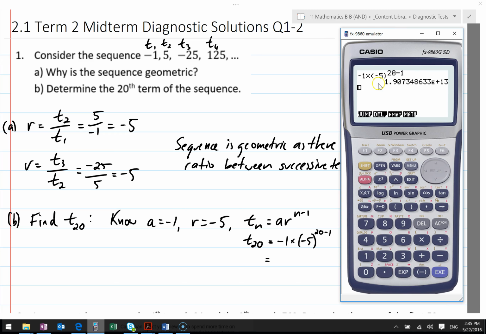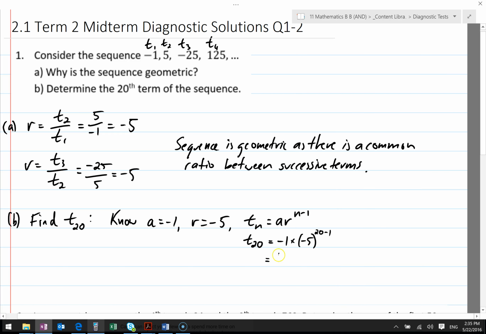So I put it in my calculator and I get this weird value. A lot of people asked me what this meant on the exam. 1.9 e plus 13 means 1.9 times 10 to the power positive 13, which is essentially a really big number. But that's the term. It would mean move the decimal place 13 places to the right.